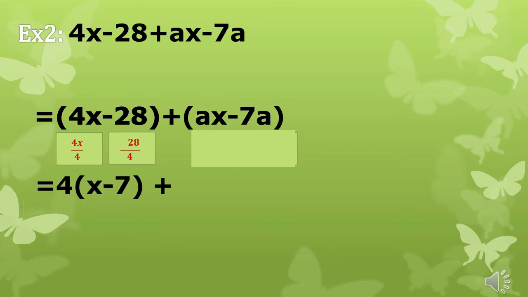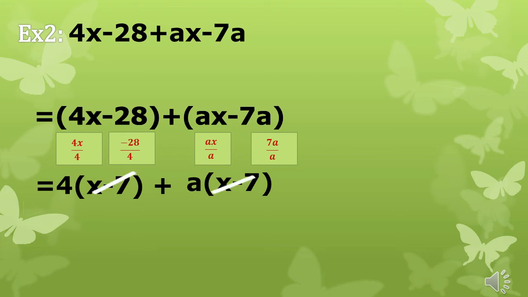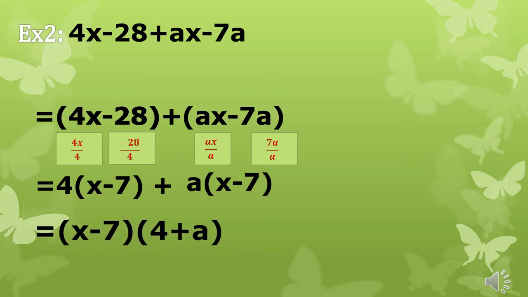However, the second binomial has a common factor which is a. So by dividing each term by a, you will get x minus 7 also. And we write this as a multiplied by x minus 7. The common factor, as you can see here, is x minus 7, so I can divide both terms by it. When we divide each term by x minus 7, you will have 4 plus a. So you can factorize it into these two factors, which can never be factorized any further.